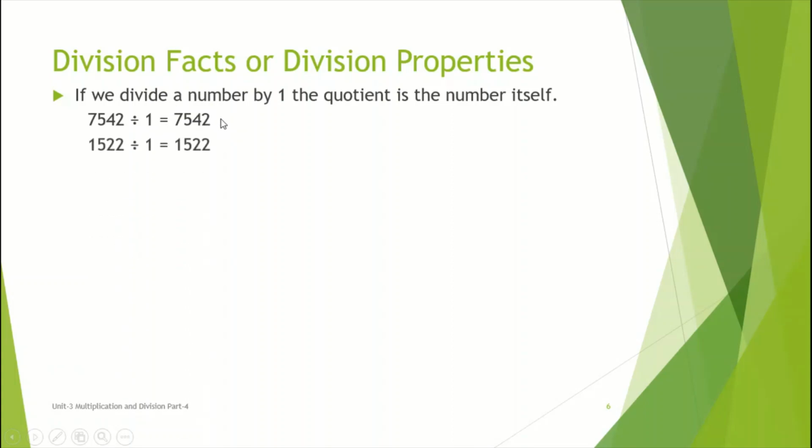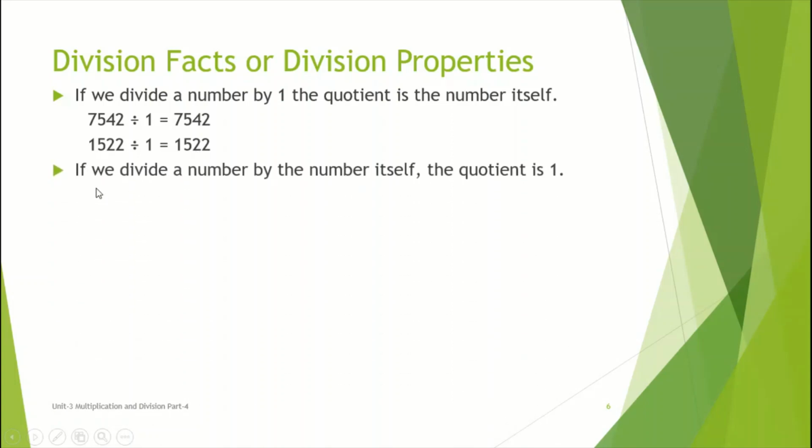One more example we will see. Suppose we have dividend 1522 when divided by 1. So what will be the quotient? The quotient will be the number itself, that is 1522.